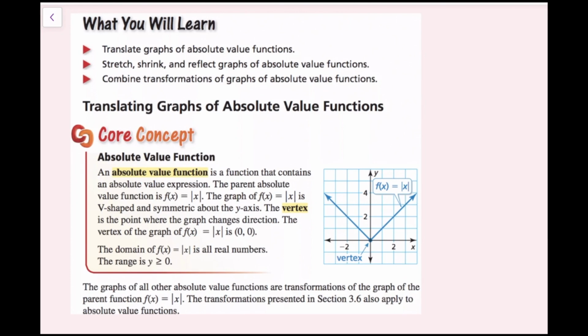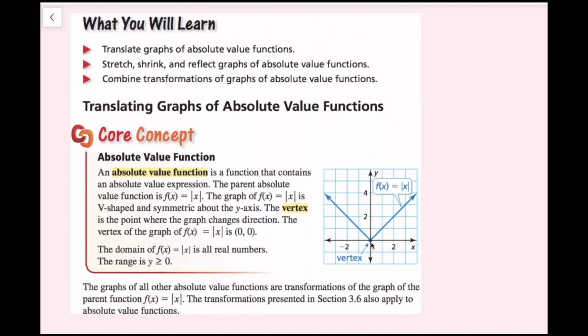The parent absolute value function is f of x equals the absolute value of x. The graph of f of x equals the absolute value of x is v-shaped and symmetric about the y-axis. The vertex is the point where the graph changes direction. So the vertex is right here. Okay, it's either going to be the lowest y value or the highest y value. The vertex of the graph of f of x equals the absolute value of x is (0, 0), as we see here.